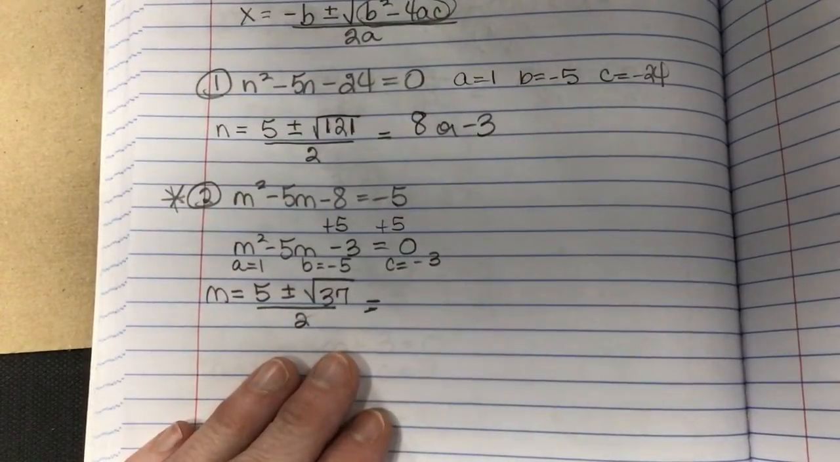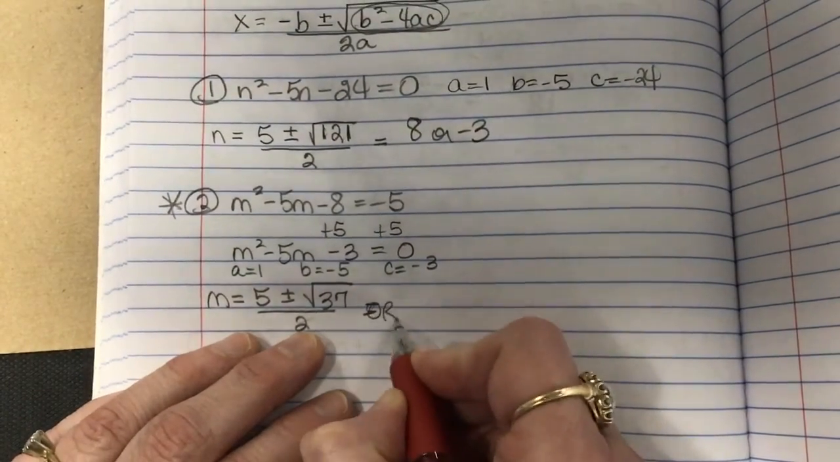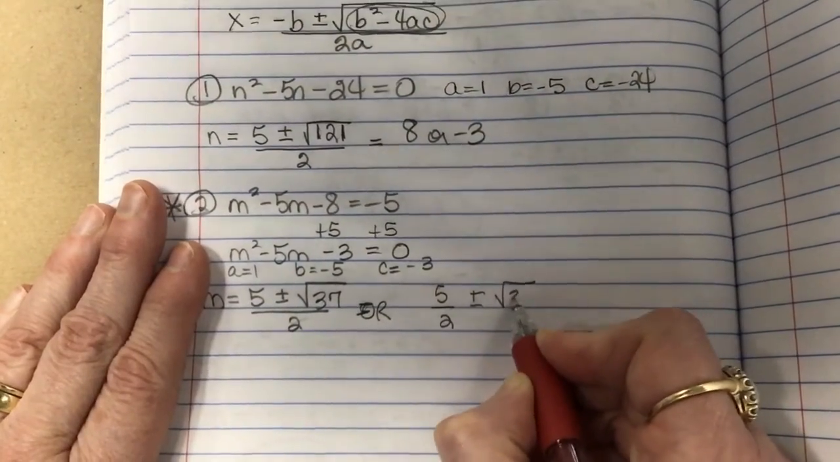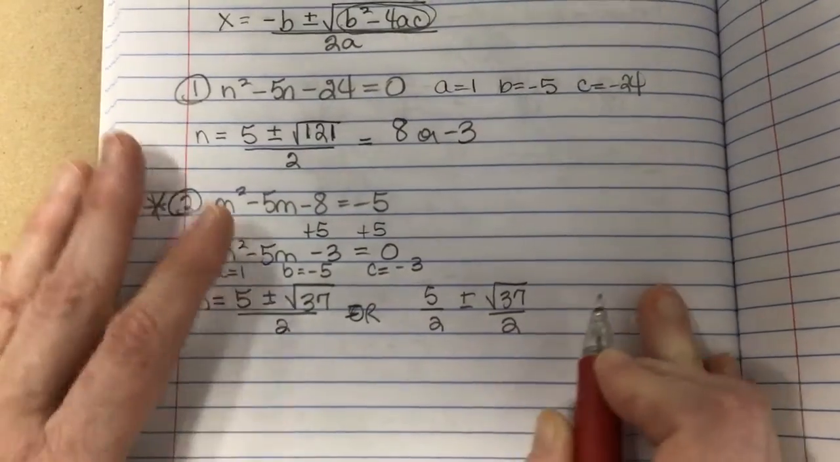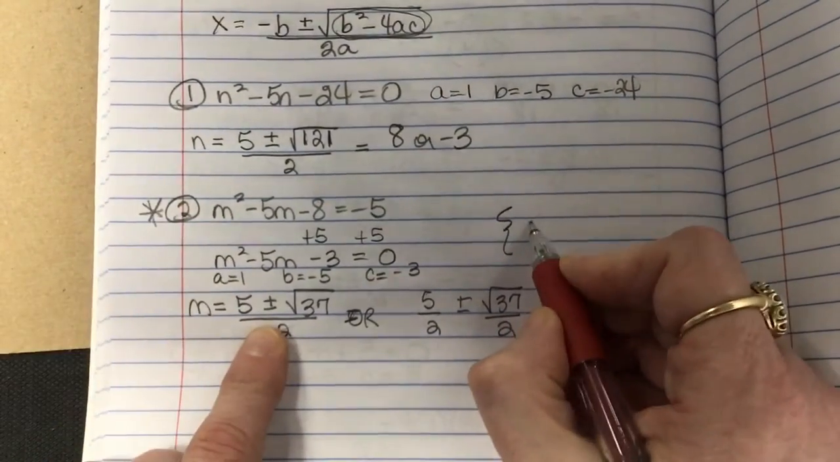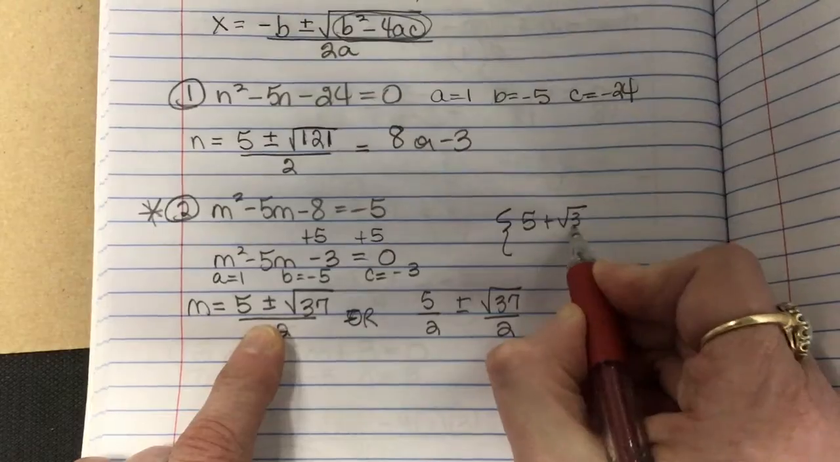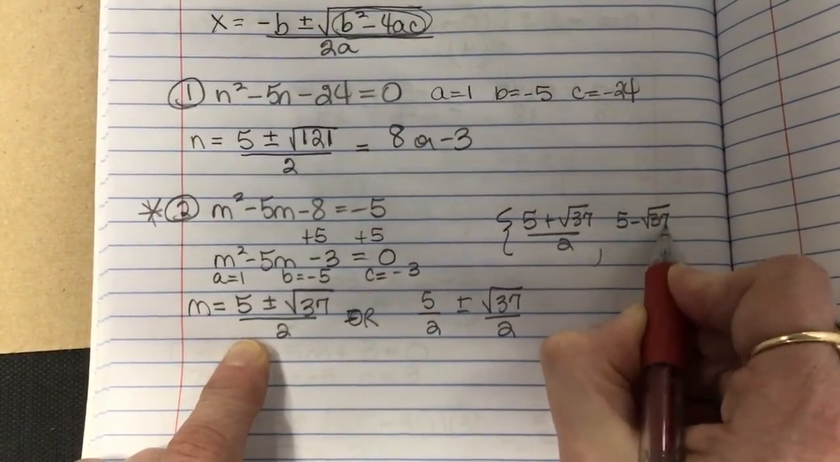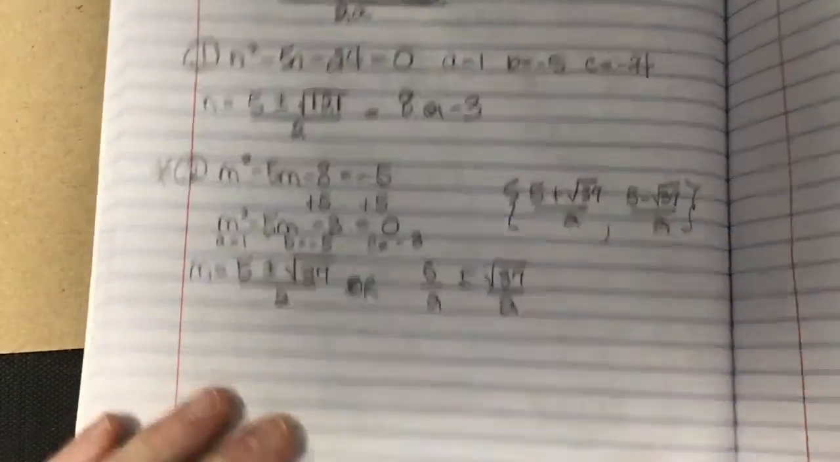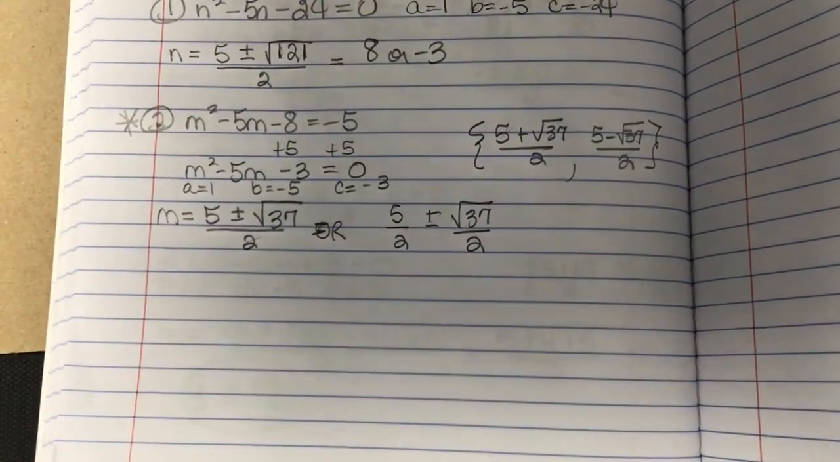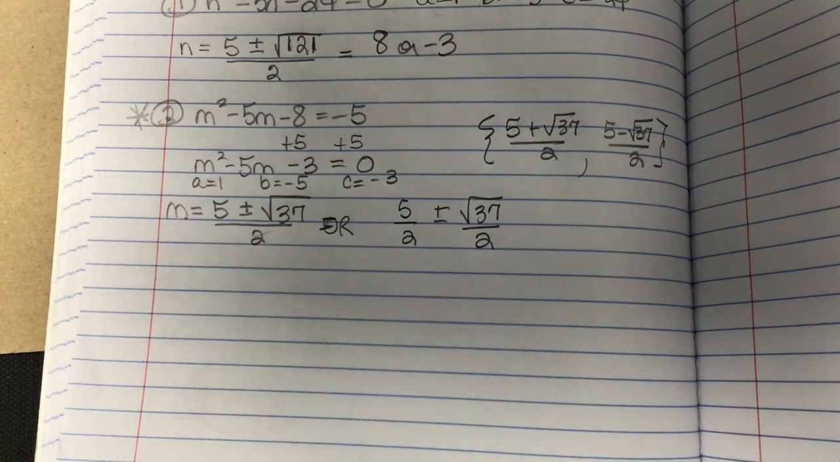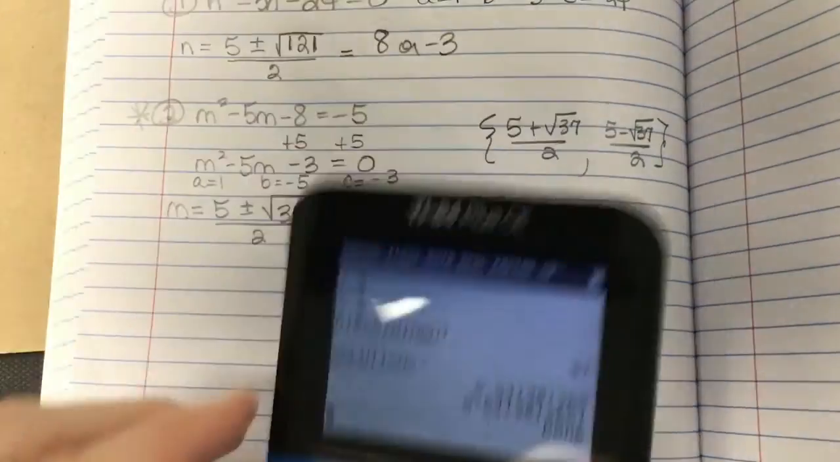And this one's nice. It won't reduce, so you can leave it as this, or you can separate them. Some of you know how to reduce them without separating them. I'll leave that up to you. I will tell you the ACT would very likely do this: 5 plus the square root of 37 over 2, and 5 minus the square root of 37 over 2. That's usually what they would put, and they usually put them in set brackets. And the top one is the 5 plus.